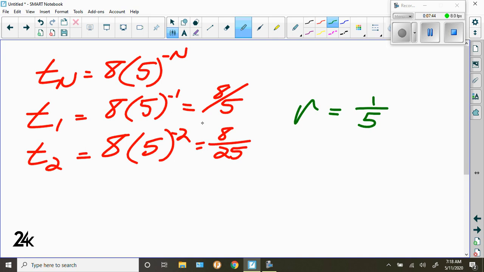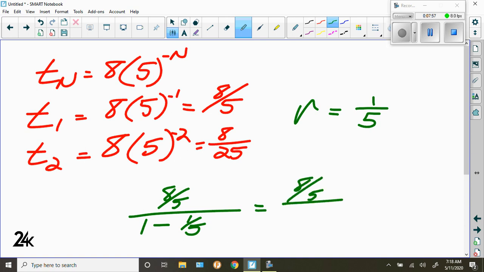Okay, I got that. So now it would be first term, 8/5, over 1 minus R, 1/5. So then it would be 8/5 over 4/5, which is 8/4, which is 2. That was number 7. Got ahead of myself there. And you can pause the video if you need to.